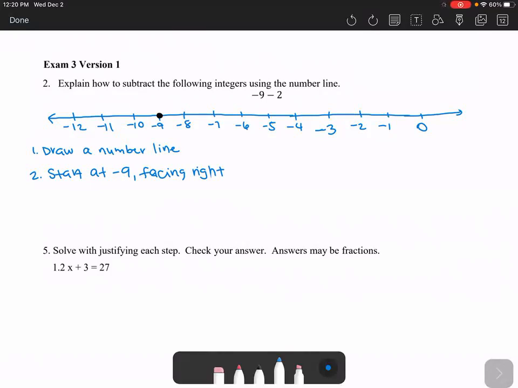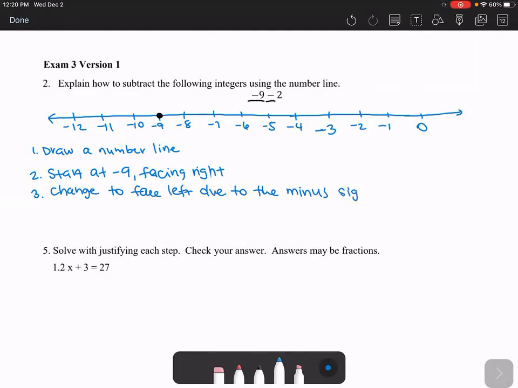So next, we encounter a minus sign. So we dealt with that -9. Well, I'll do it in black here. So we've dealt with the -9, and that's where we start. But next, we encounter a minus sign. And remember that anytime we encounter a minus sign or a negative sign, we're going to change directions. So we're going to change to face left due to the minus sign.